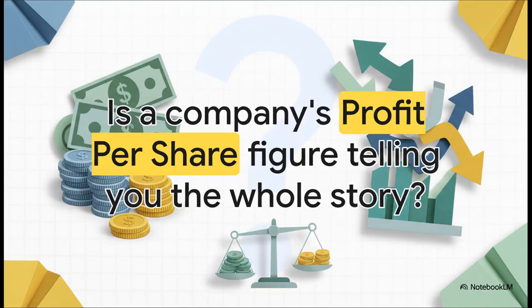So, when you're looking at a company's financial report, one of the biggest numbers they splash on the front page is earnings per share, or EPS. And it seems simple, right? Profit divided by shares. But here's the catch. That headline number, what we call basic EPS, it might not be telling you the whole story. In fact, sometimes it can be downright misleading.